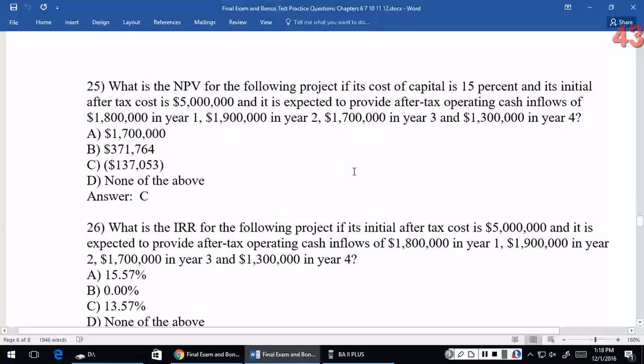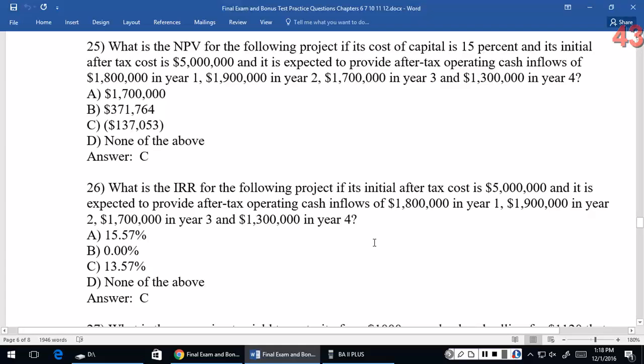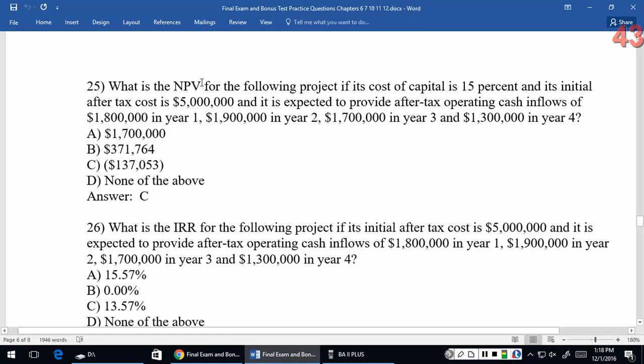Let's see. Okay, we should work one of these just to make sure you understand the cash flow. 5,000, 1.8, 1.9, 1.7, 1.4. Okay, this will be pretty quick and easy because this is a net present value problem, number 25. Number 26 is an internal rate of return problem, but they have the same cash flow. So we can calculate both of them by just putting in the cash flows one time. So I'm going to go from what I printed out here.